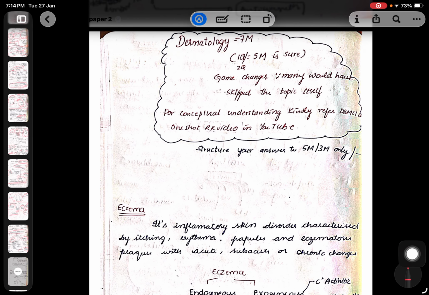CNS, it's a vast thing, but you're studying it from first year, so you need to know how to place things in features. So know the template of clinical features first, template of investigation first, template of treatment first.